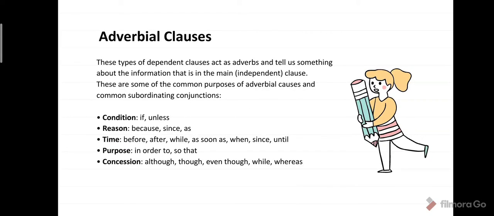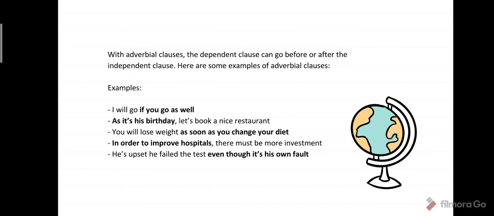The second is adverbial clause. This type of dependent clause acts as an adverb and tells us something about the information that is in the main independent clause. These are some of the common purposes of adverbial clause and common subordinating conjunctions. With adverbial clauses, the dependent clause can go before or after the independent clause. Here are some examples of adverbial clause.